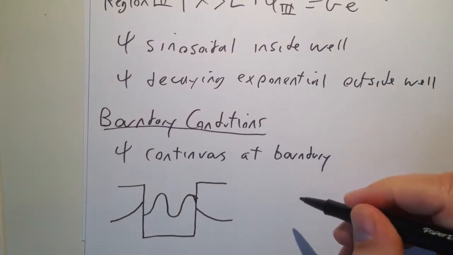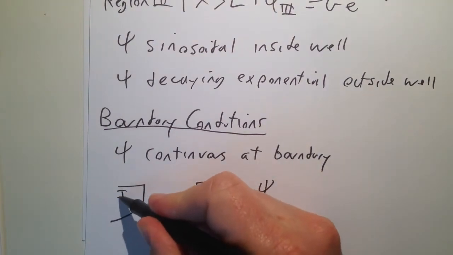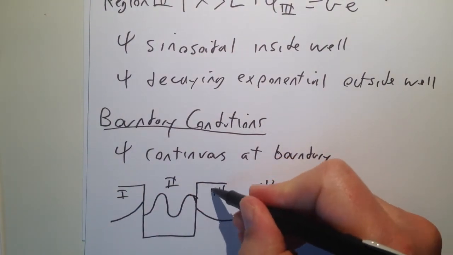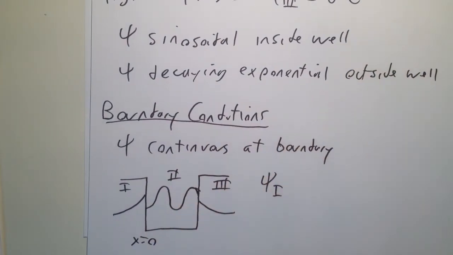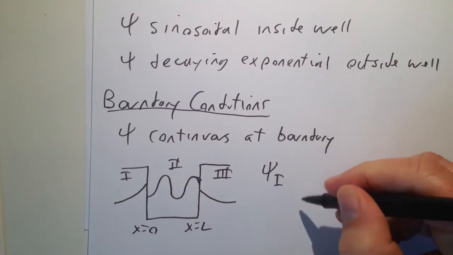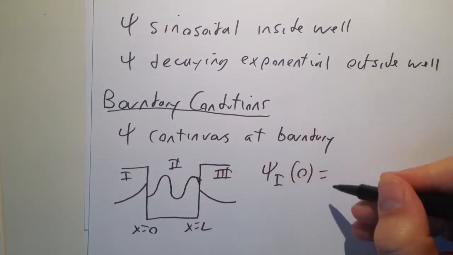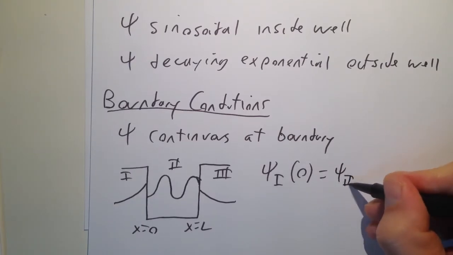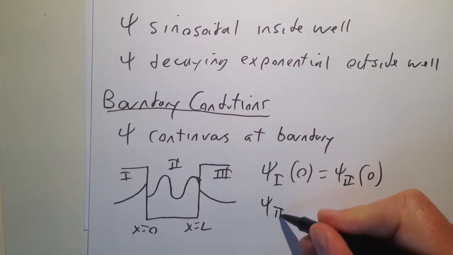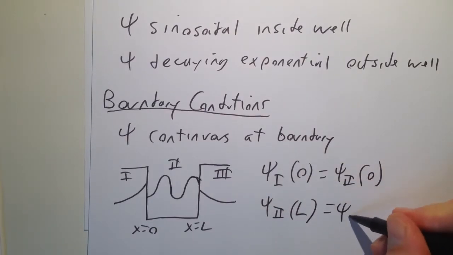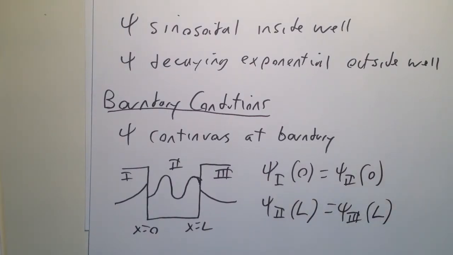That is, at the boundary, and this is region 1, this is region 2, this is region 3. At the boundary, this is x equals 0, this is x equals L. At the boundary, at x equals 0, the wave function on one side of the boundary has to be equal to the wave function on the other side of the boundary. And that also has to be true over here. I think that makes sense.